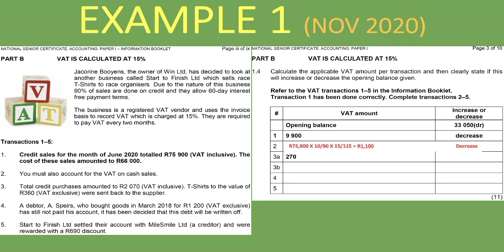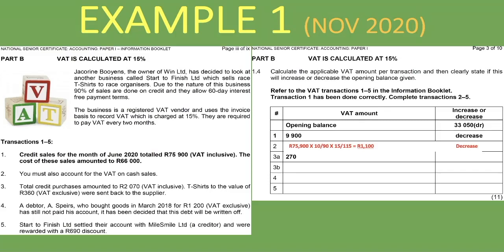75,900 Rand times 10 divided by 90, and then once we have that answer, we multiply it by 15%, because that's the VAT that we are calculating, divided by the 115%, because this 75,900 Rand is VAT inclusive, and it gives us an amount of 1,100 Rand. Now, will it increase or decrease the opening balance?